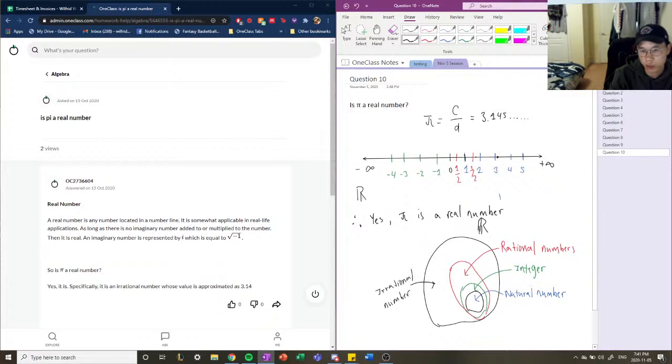Your imaginary number realm is over here, and they intersect through complex numbers, but that's an entirely different story unto itself. So that is the answer to the last question: is pi a real number? Pi is a real number, through our illustration of the number line and explaining what pi essentially is.